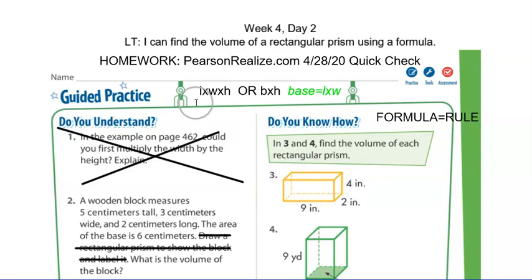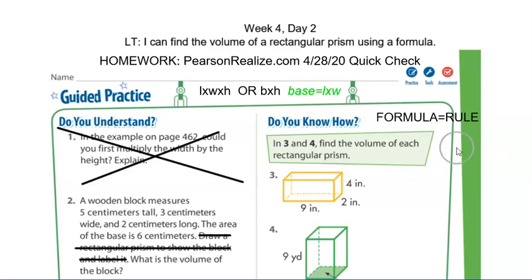So one of those formulas is going to be length times width times height. And that's going to be that long portion times how wide it is times how tall it is. And just multiplying those 3 numbers to find the volume.